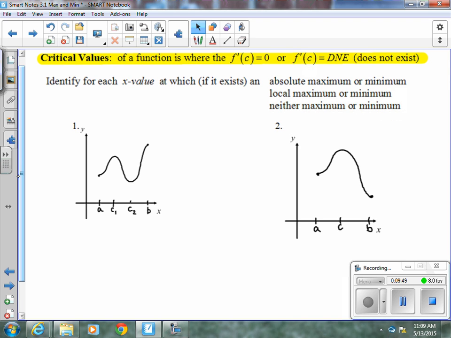Now, for these next 6 on your notes, I'm going to end the video here. Please spend some time locating local maxes, local mins, absolute maxes, absolute mins, anything you can identify from these graphs, and we will talk about them first thing in class tomorrow.